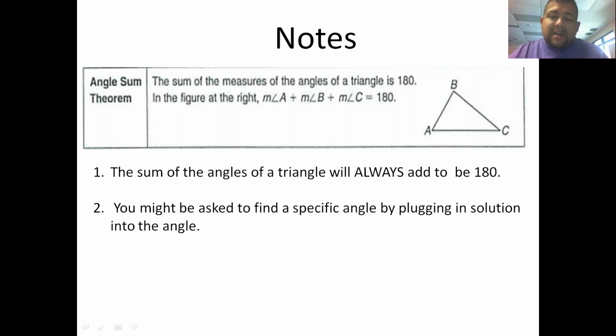Depending on the type of problem, make sure you read it. It could ask you to solve for the variable, or it might ask you to solve for the number and then plug it back into one of the angles, whether it be A, B, C, X, Y, Z, whatever have you. So please take a minute, pause it if you need to, write that down, copy it, and the next slide is problems. Let's go.